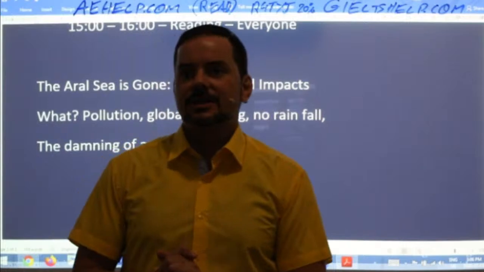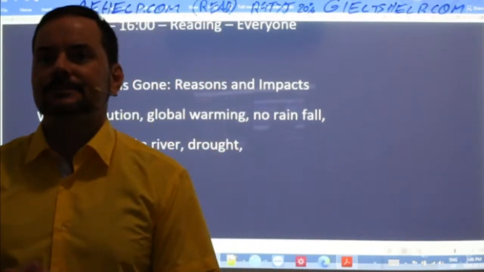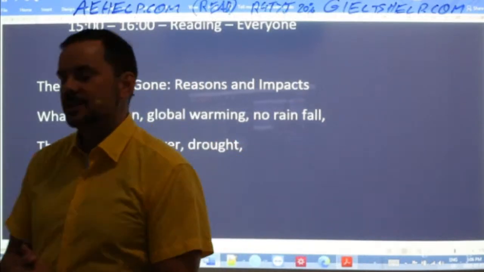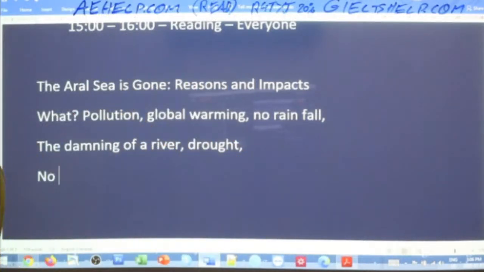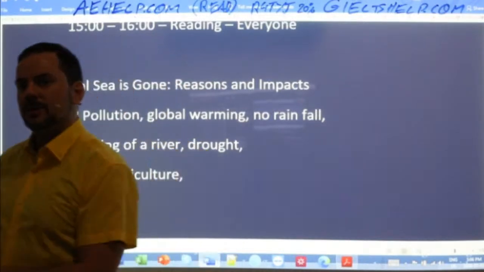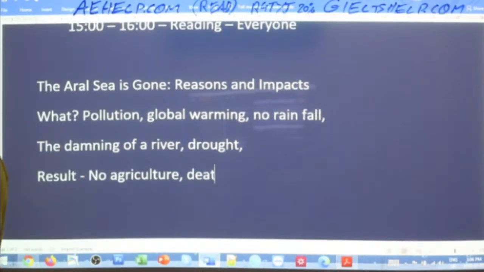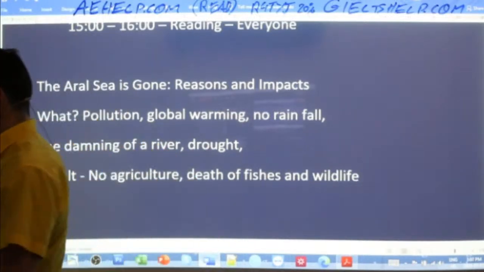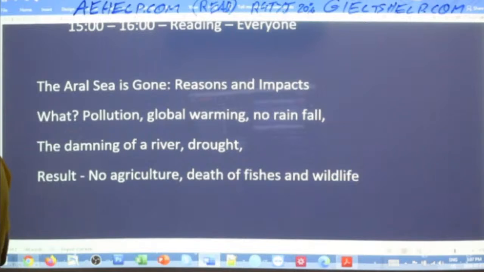Bekjan says it's my country, Kazakhstan. Durdona says, I'm from Uzbekistan. All right. Abhishek says, no agriculture. Could be one of the results, right? No agriculture? Sure. What else? Amanjad, very good. Death of fishes. So death of fishes and wildlife. All right, now we're on a roll. Excellent. Human destruction of the environment. Sure, can be here.